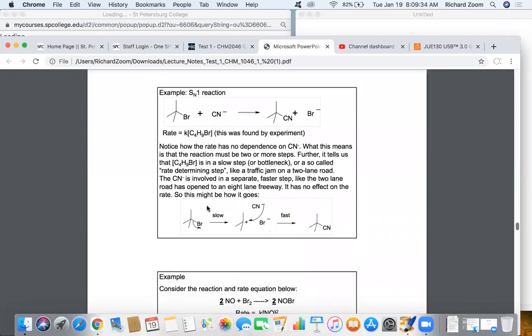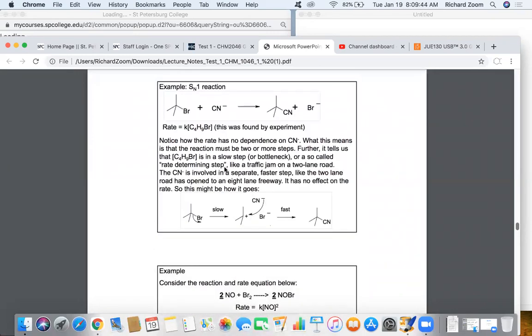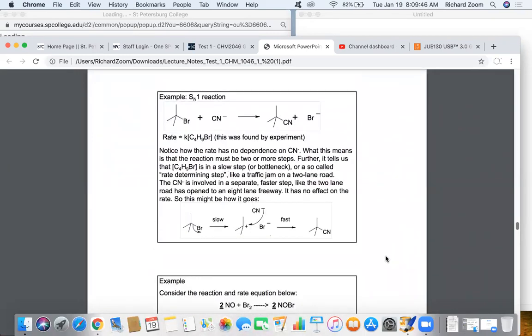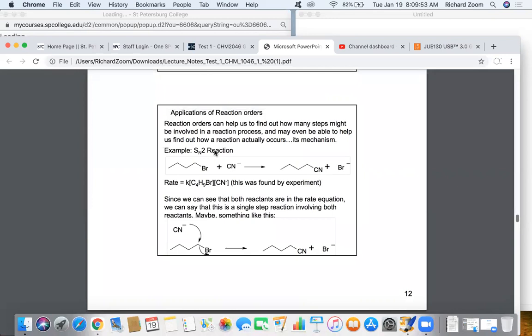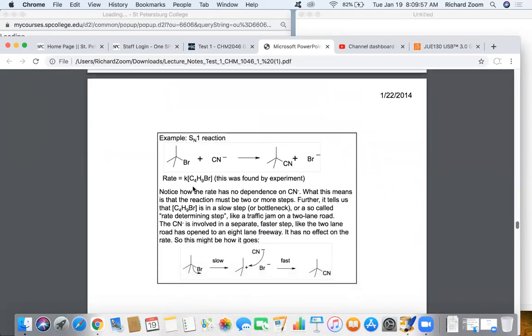So this might be the mechanism we'd come up with for this reaction based upon the rate equation data that I'm showing you over here. I don't want you to go into this too much. I'm just telling you that because of these different rate equations, we can come up with different mechanisms depending on what we're seeing in the rate equation.